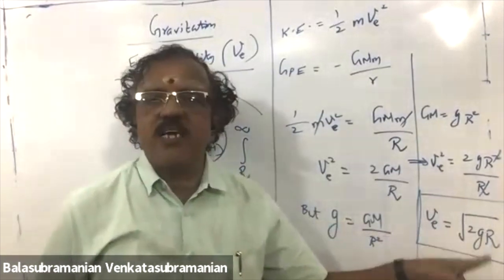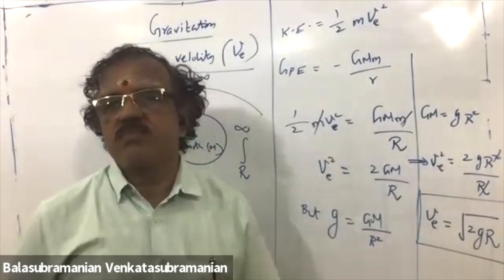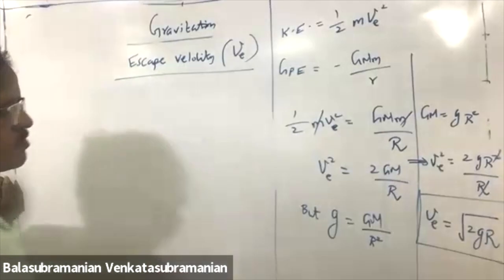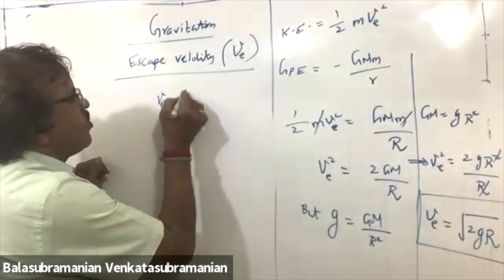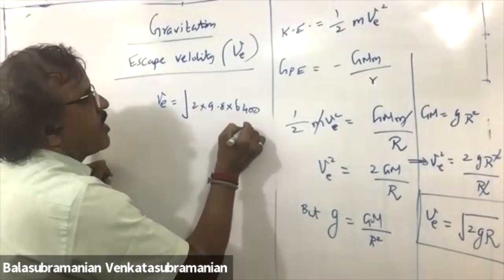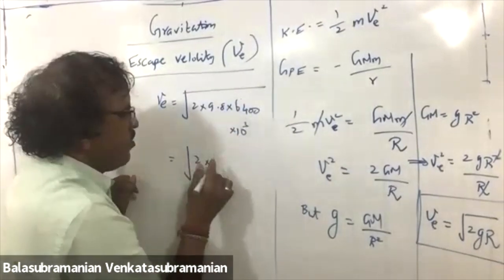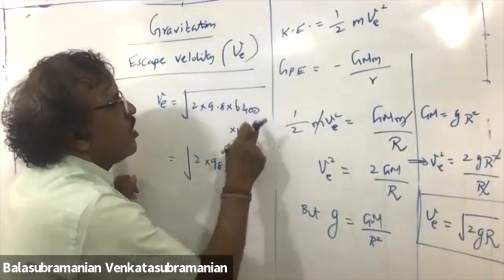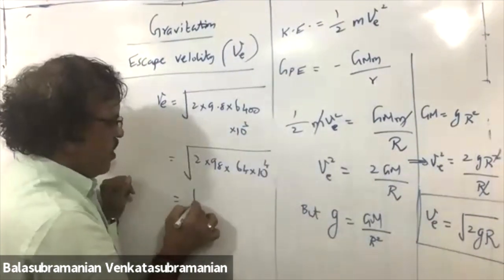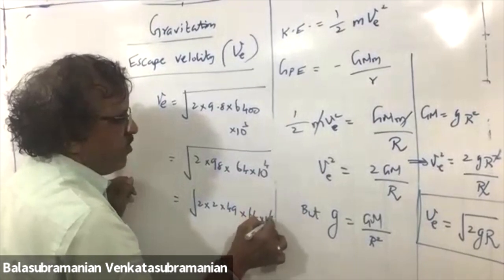You substitute the value of g as 9.8, and the value of R as 6,400 kilometers. V is equal to root of 2 into 9.8 into R, 6,400 kilometers, 10 power 3. We are rearranging this: 2 into 9.8, multiply by 10 here, it will become 98, 64, and this 10 power 3 will become 10 power 4. 98 I get as 2 into 49 into 64 into 10 power 4.